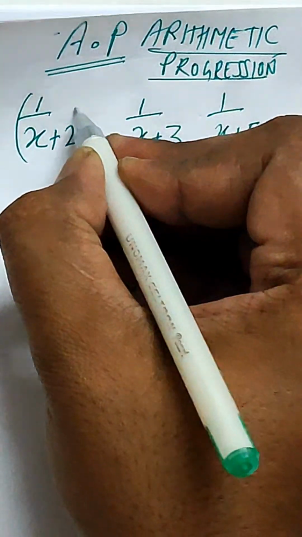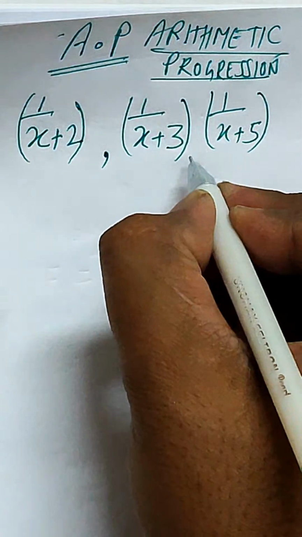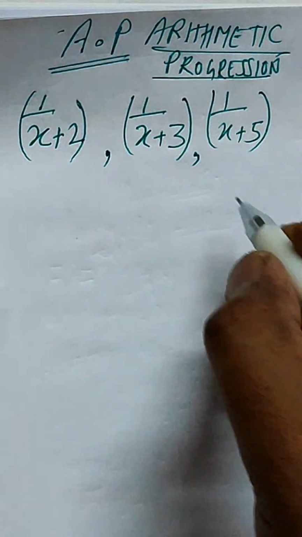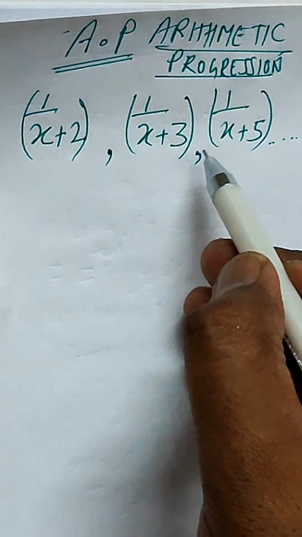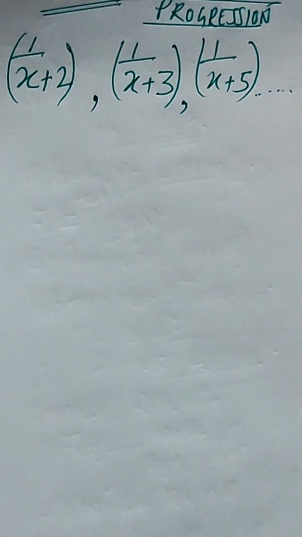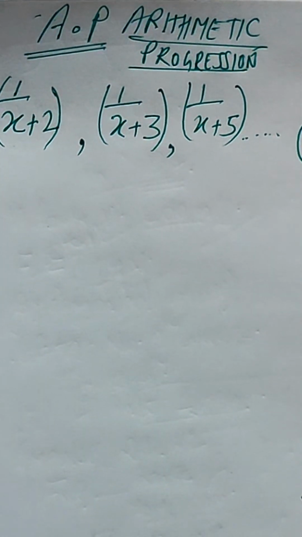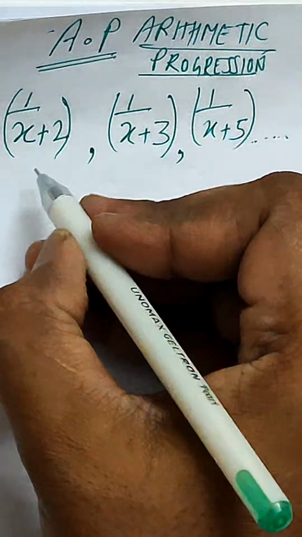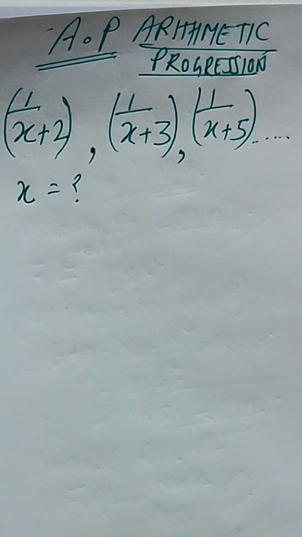So these are the three terms of that AP which are in succession. There can be many more terms, but these are the three consecutive terms of that AP which are given to you. Now let us see what we will be doing. We need to find the value of x over here. That is, what is the value of x?